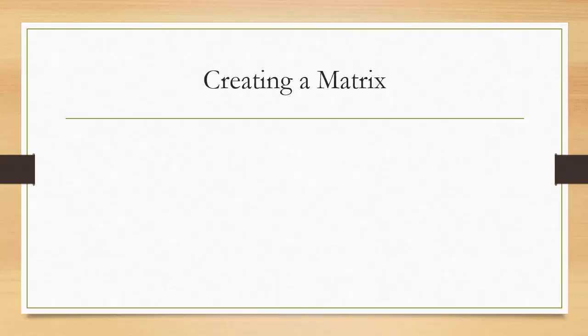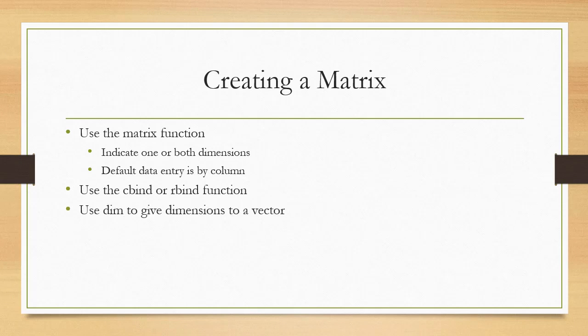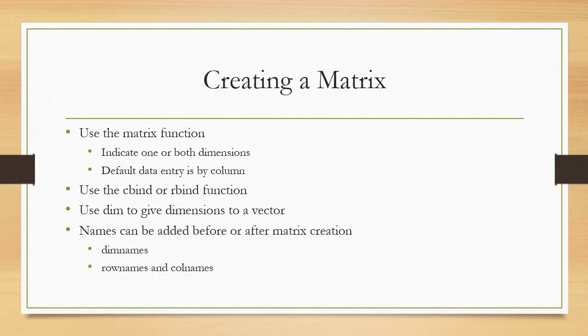So, creating a matrix. We use the matrix function. We can indicate one or both dimensions. The default data entry is by column. We use the cbind or rbind function. We use dim to give dimensions to a vector. And names can be added before or after matrix creation. We can use dimnames for both dimensions or rownames and colnames to give one dimension at a time those names.